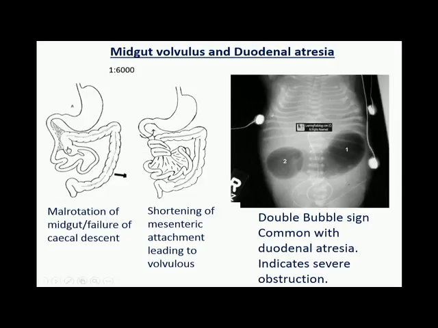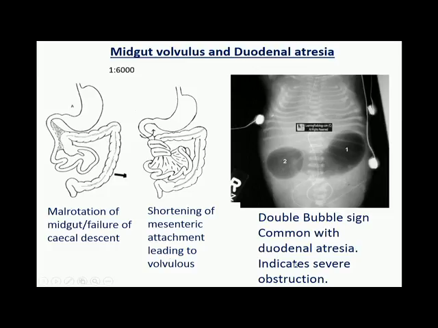So this is what happens. The cecum is here, the duodenojejunal flexure is there, it has a very narrow base, and the bowel twists around, leading to what is called midgut volvulus. Volvulus is twisting of the bowel.